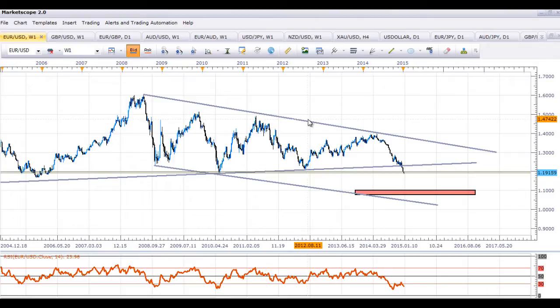Trading year. Let's get right into it. Euro dollar. It has made the downside break from this massive triangle formation. The fundamental factors support more downside as well. First of all, the ECB's plan to start its QE program. We should get an update on that in the next ECB meeting on January 22nd.